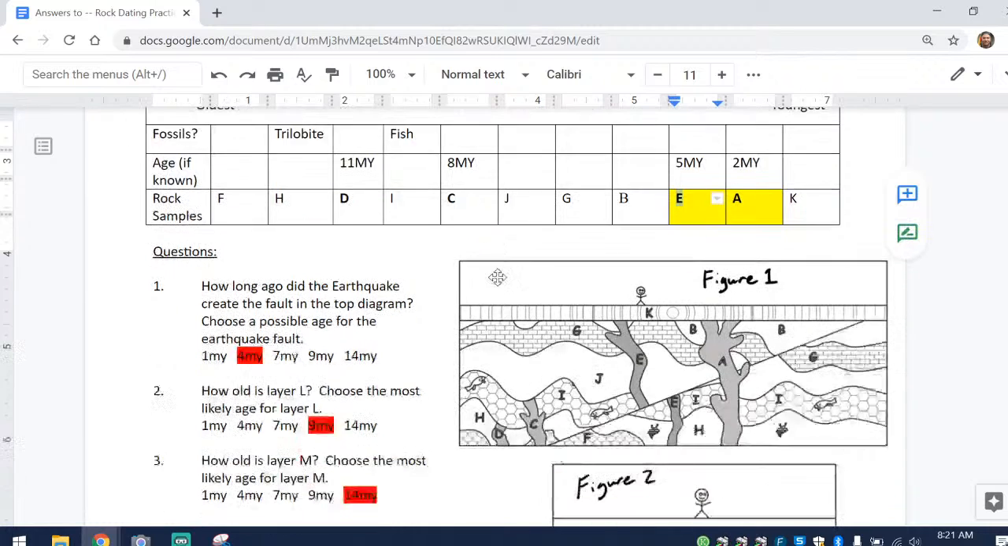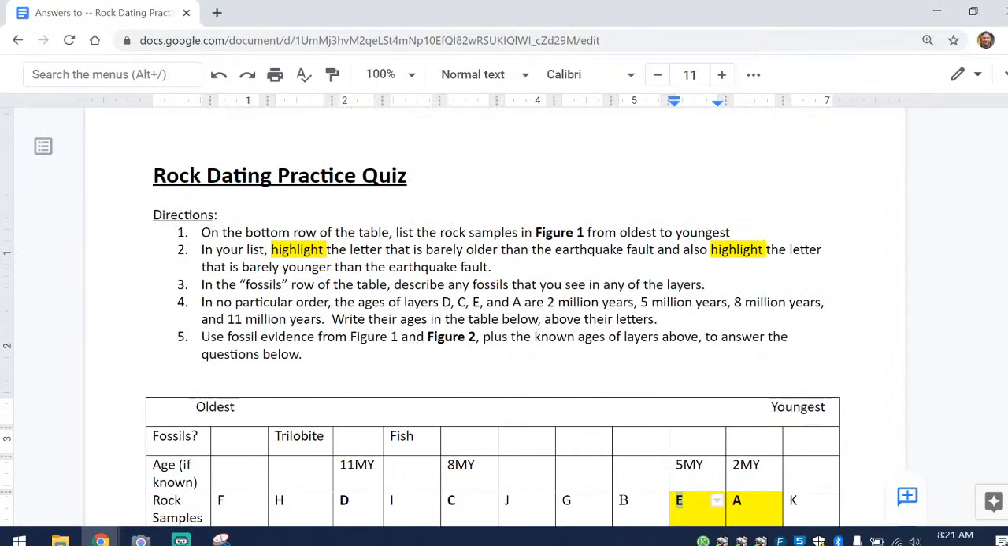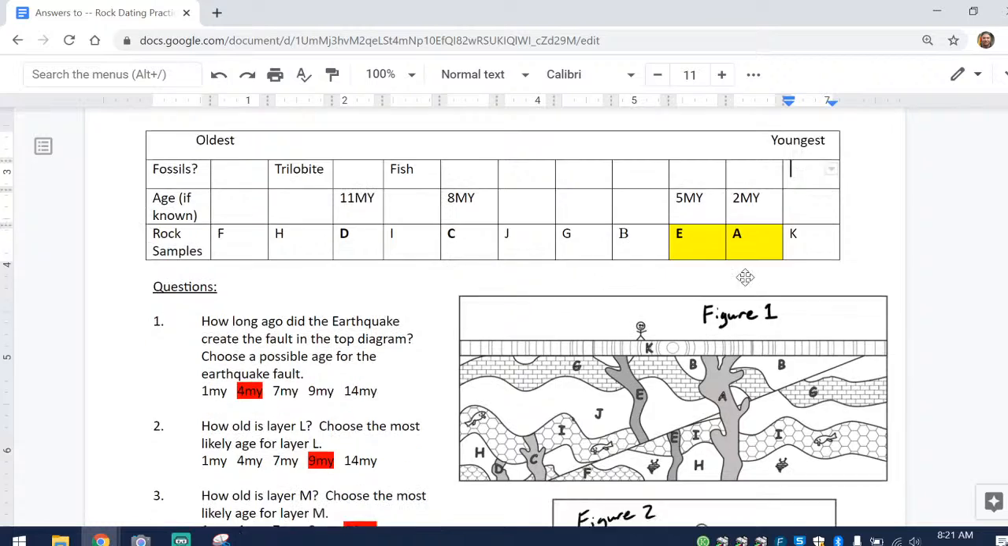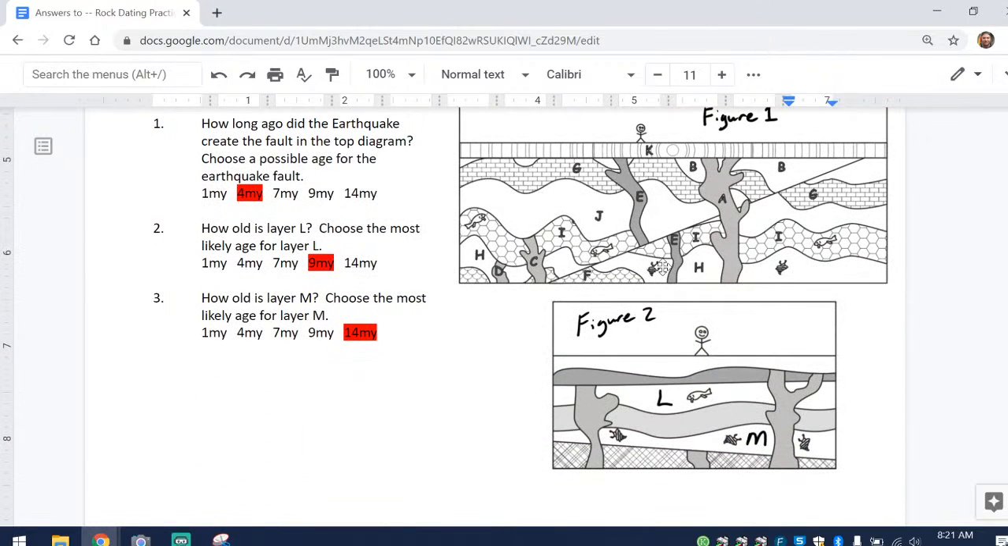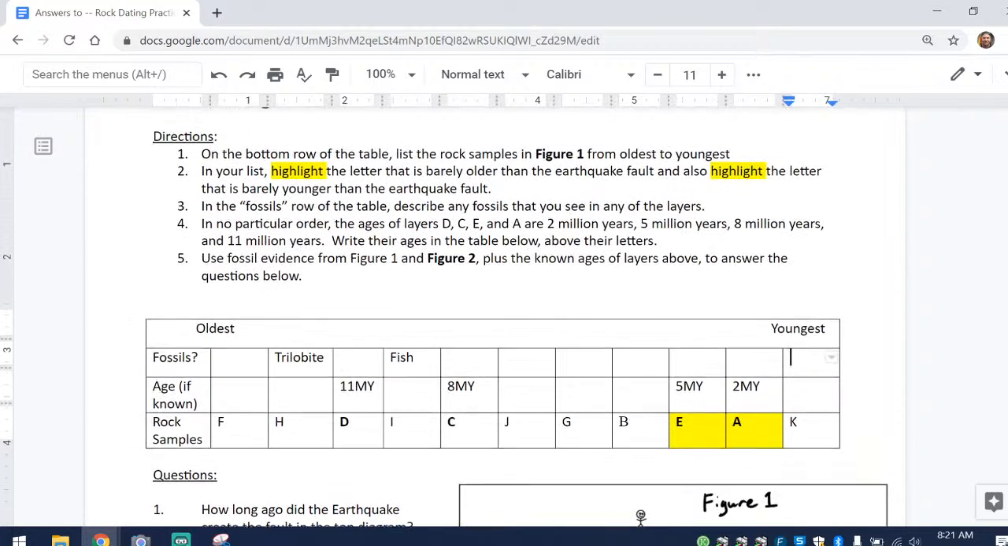So there'll be 10 questions in all relating to that one. Then the second thing you're supposed to do is highlight the earthquake fault. So E and A, those are the ones that happen on either side of the earthquake. The earthquake came right after E and right before A, so I highlighted those.